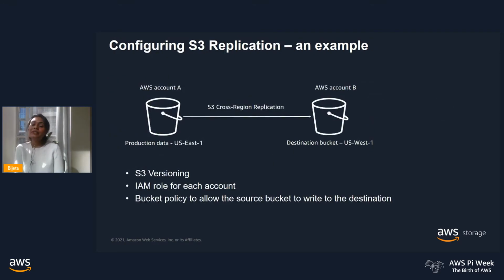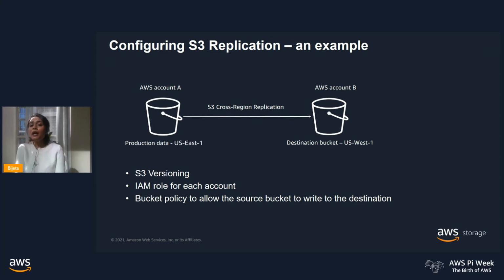Now let's look at how you'd set up S3 replication. Let's walk through an example. Let's say you want to keep a secondary copy of your data in a different region for business continuity reasons in the event of any failures in your primary region. Your primary region is US East, and you want to keep the secondary copy in US West. To restrict access to the secondary copy of your data, you want to replicate data across accounts. That is from AWS account A to AWS account B.